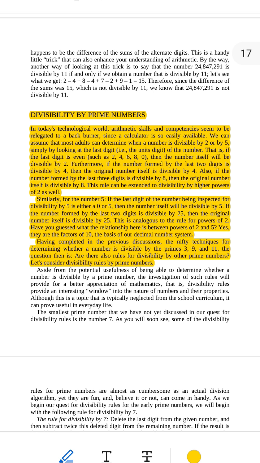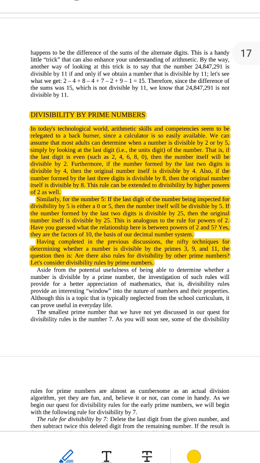Examples. 1. 729. Sum of digits equals 7 plus 2 plus 9 equals 18. Since 18 is divisible by 9, 729 is divisible by 9. 2. 526. Sum of digits equals 5 plus 2 plus 6 equals 13. Since 13 is not divisible by 9, 526 is not divisible by 9.